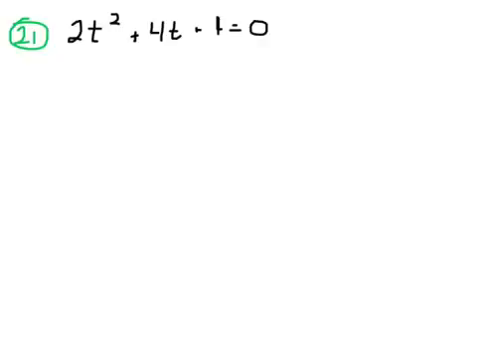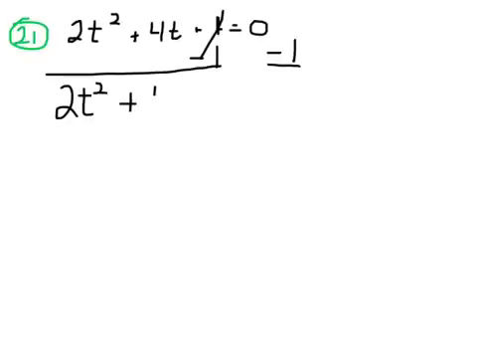So one of the things I'm going to do here, let me go ahead and move the constant to the other side. And that gives me 2t squared plus 4t equal negative 1. Now I cannot complete the square with this 2 out front. I've got to divide everything by 2 because I've got to have just a plain old t squared. So let me go do that.